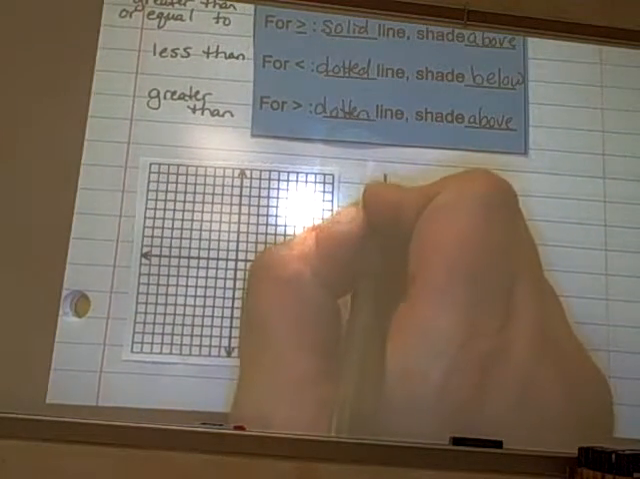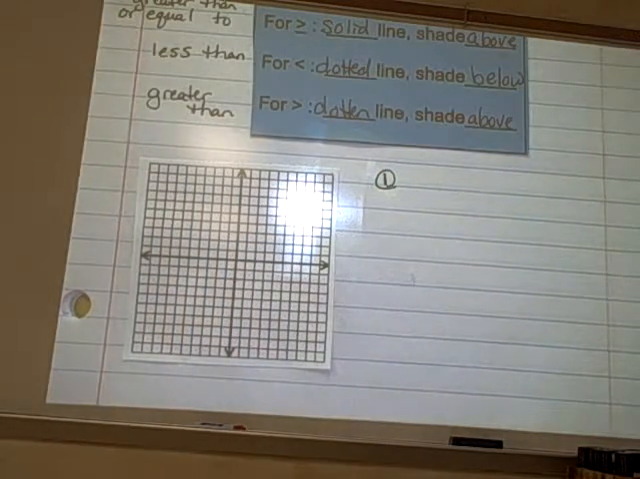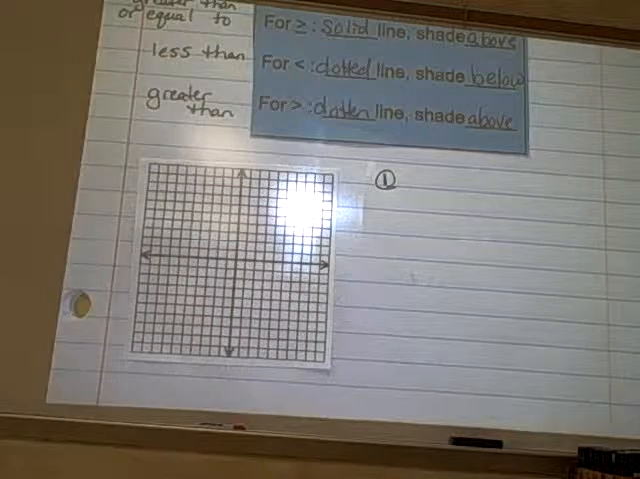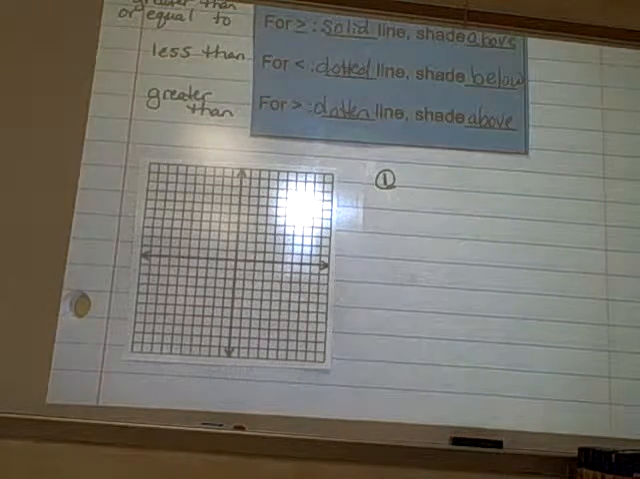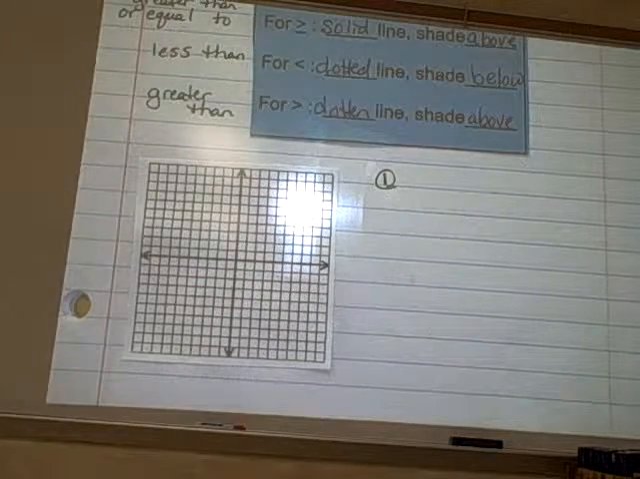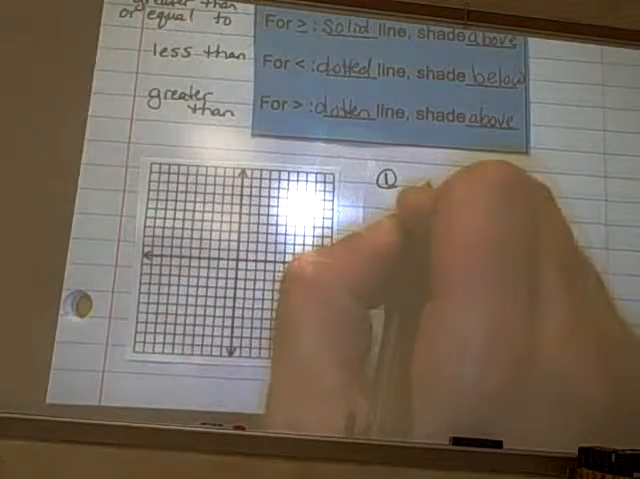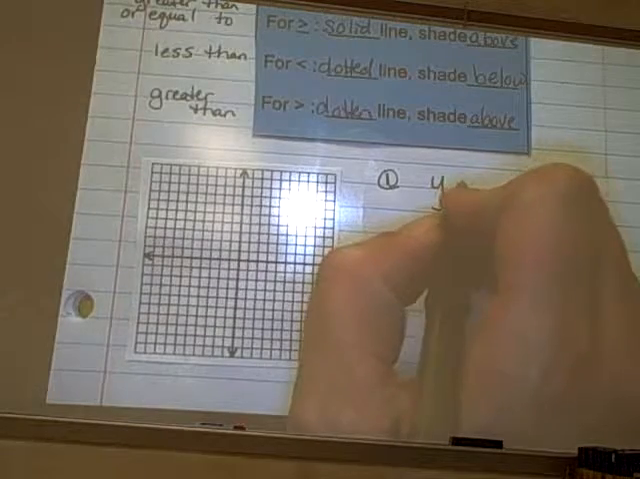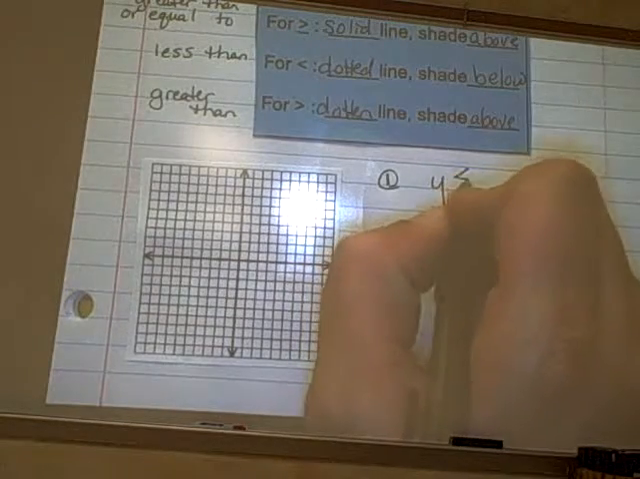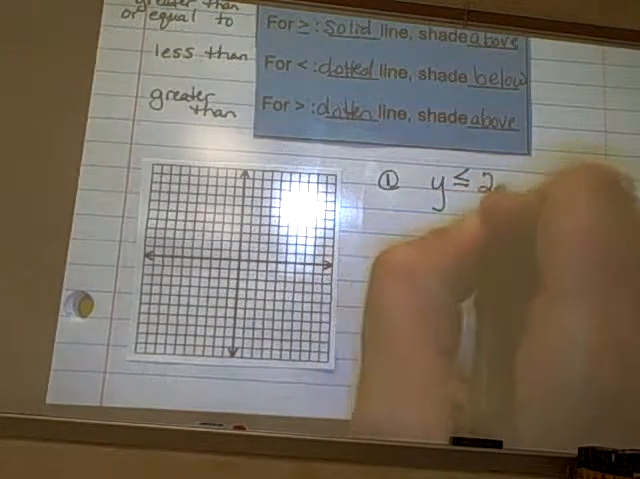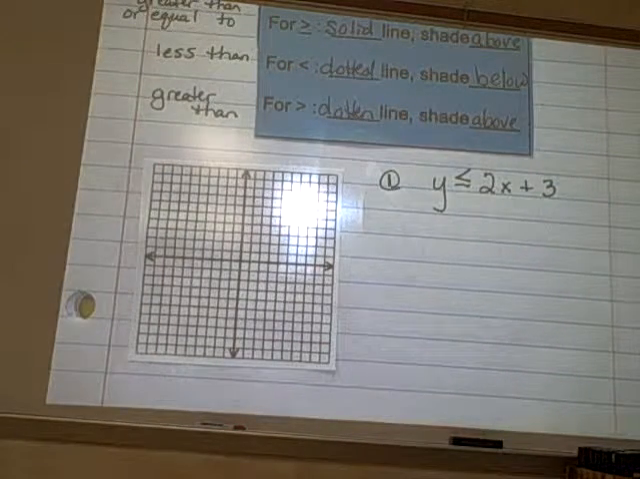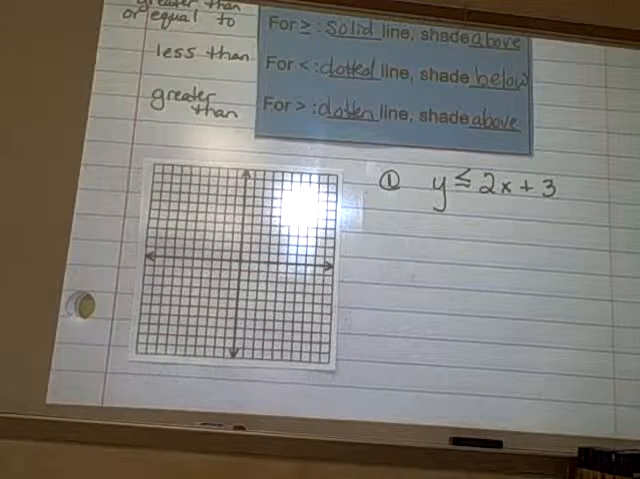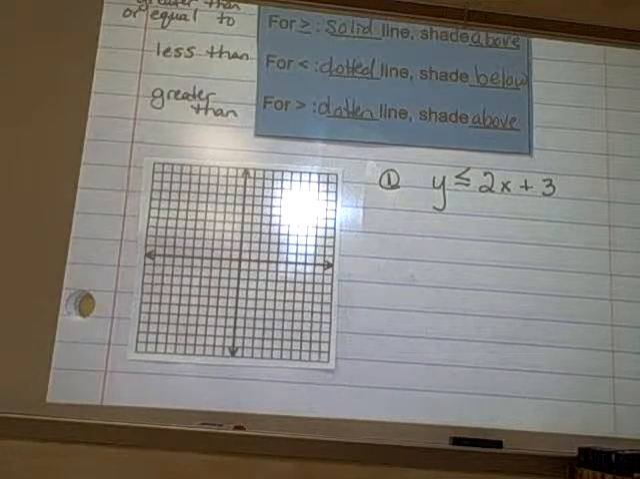So for example, this is our first example. Let me find my examples here real quick. We're going to start off real easy, and then we'll work our way to a little more complicated. So if I have y is less than or equal to 2x plus 3. y is less than or equal to 2x plus 3.